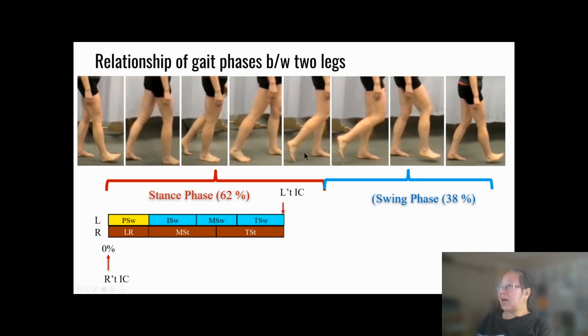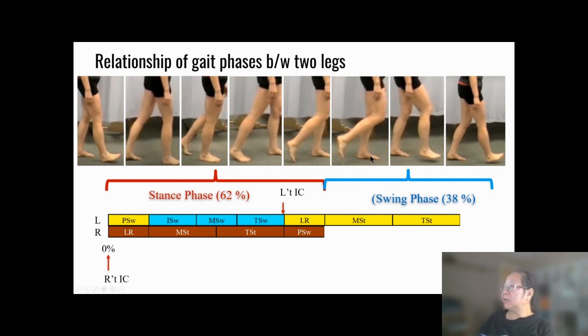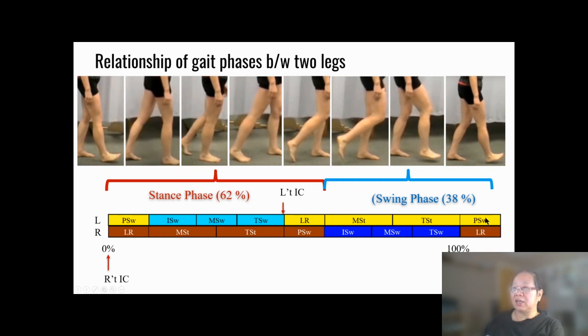Then the left side contacts the ground. Left side initial contact, then the left side, the yellow one, goes into loading, and then the right side goes into pre-swing. Then the left side goes into single support, so mid stance and terminal stance, and then the right side goes through the initial swing, mid swing and terminal swing. That's the ending of the 100% gait cycle. Then it starts again.